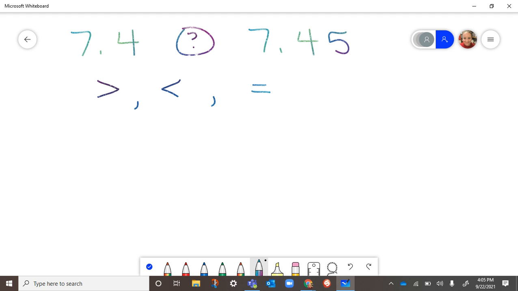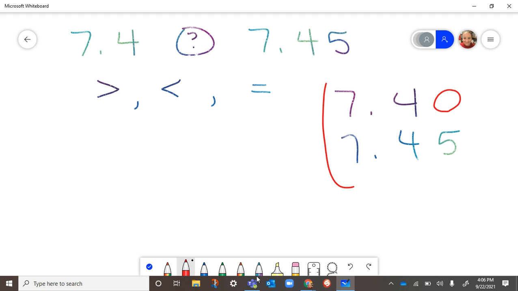So the first thing that we do is stack them according to their place value. So you have 7 and 4/10 and 7 and 45 hundredths. And then we're just going to stack them up. Anywhere that there's not a number filled into a space, we're going to add a 0. And now we're going to compare.